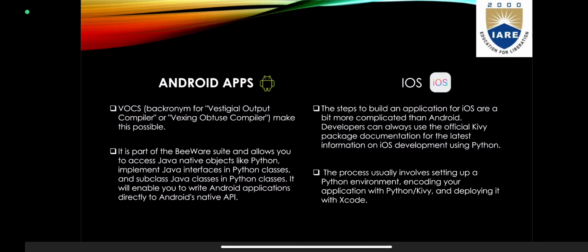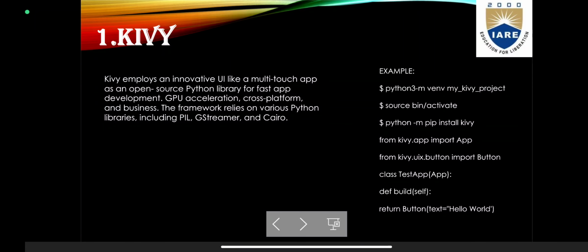For the iOS apps, the process usually involves setting up a Python environment, encoding the application with Python or Kivy package, and deploying it with Xcode. Kivy. Kivy employs an innovative UI. UI means it's a user interface, like a multi-touch app, as an open source Python library for fast app development.